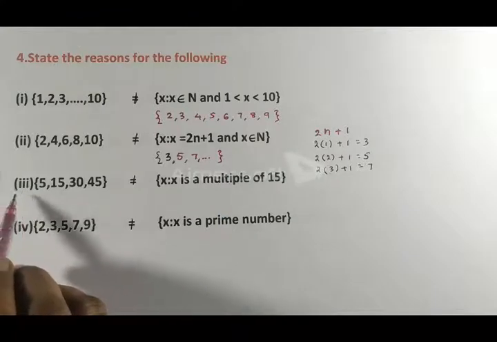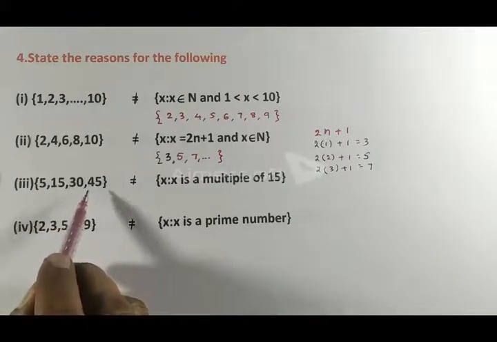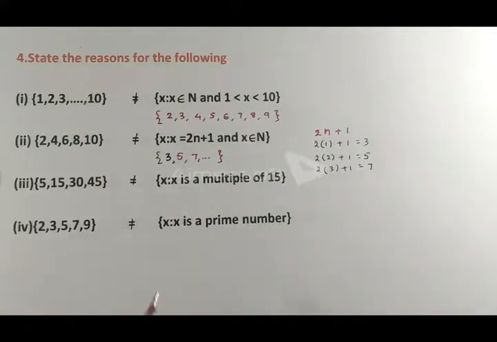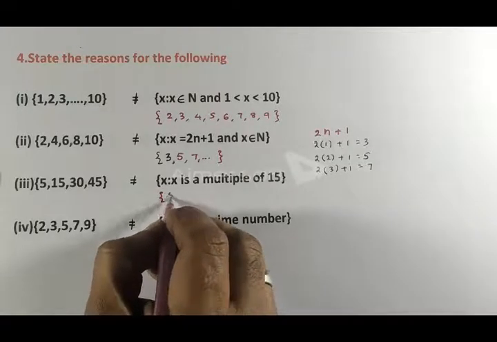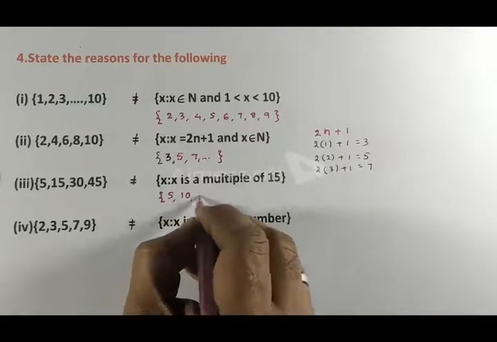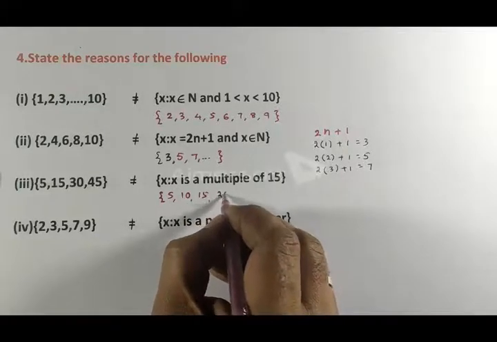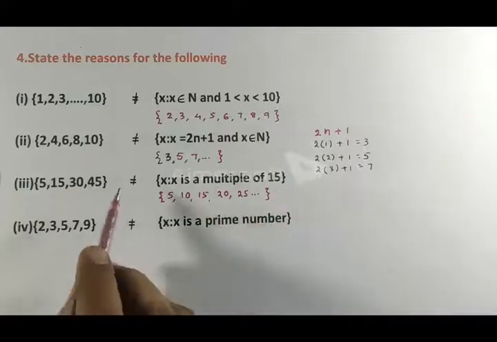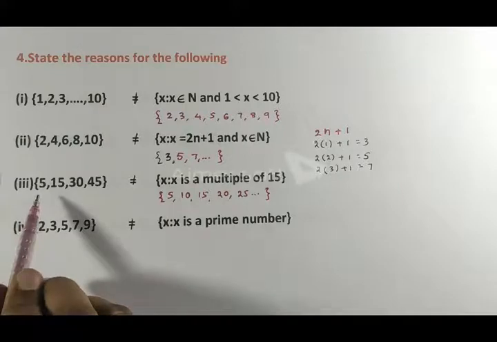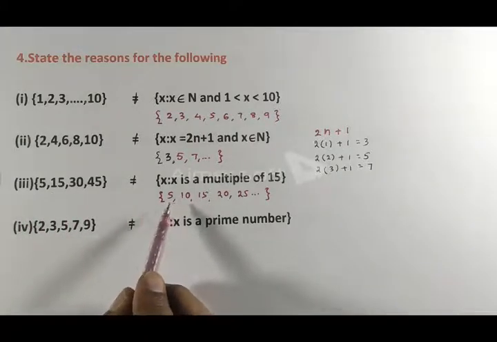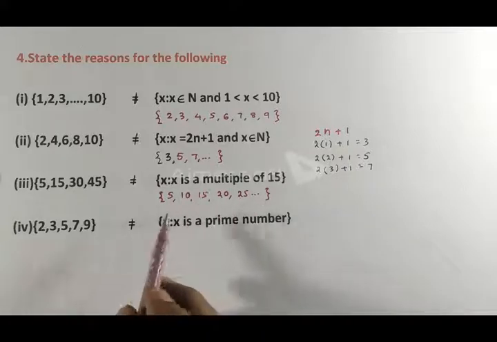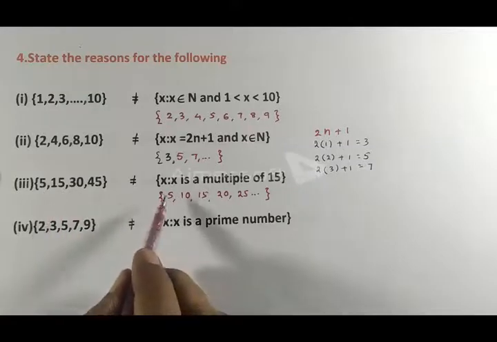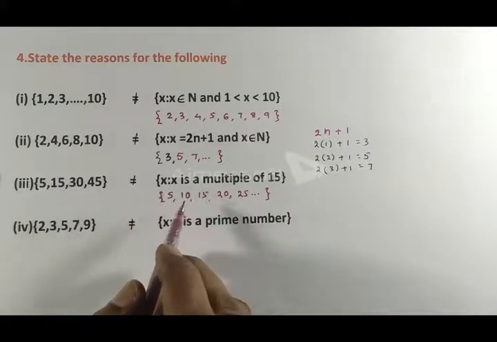Move towards the third bit: 5, 15, 30, 45, and in the second set x such that x is a multiple of 15. I will write the multiples of 15: 5 ones are 5, 5 twos are 10, 15, 20, 25 and so on. Compare the two sets. The two sets do not contain the same elements. The element 10 is not present in the first set. So we can easily say that the two sets are not equal.